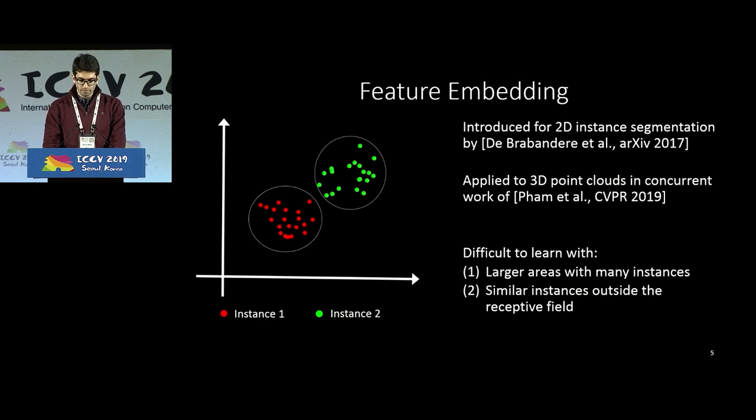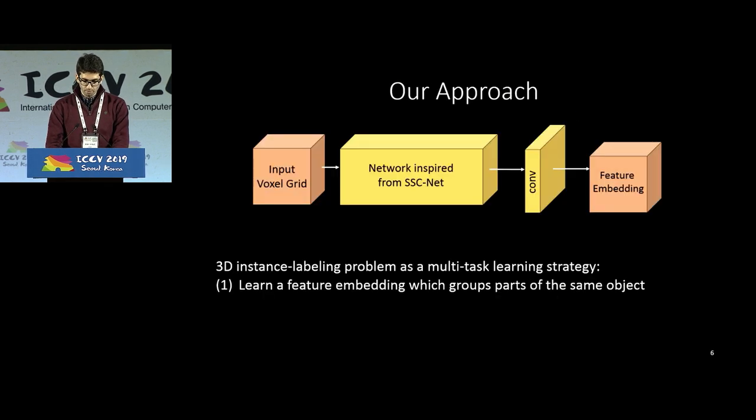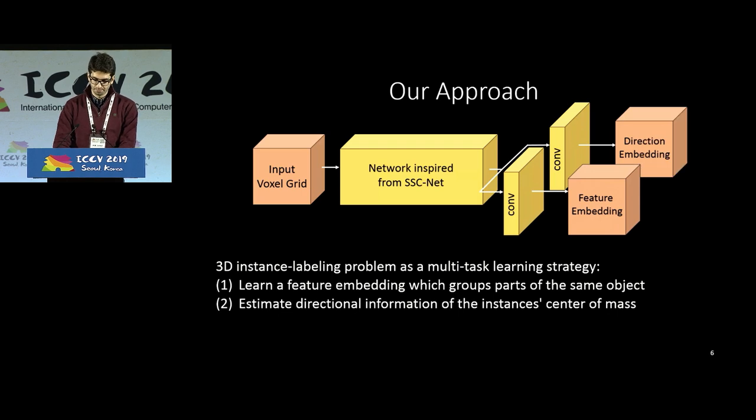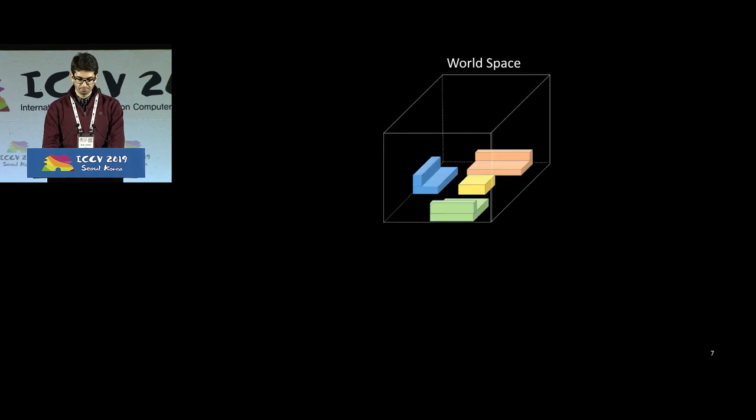Nevertheless, this learning becomes harder with larger scenes containing many instances, as well as similar instances outside the receptive field. To circumvent these difficulties, we propose to add a second task, in which we estimate the directional information of the instance's center of mass. This information is well-defined and does not require global knowledge of the whole scene.